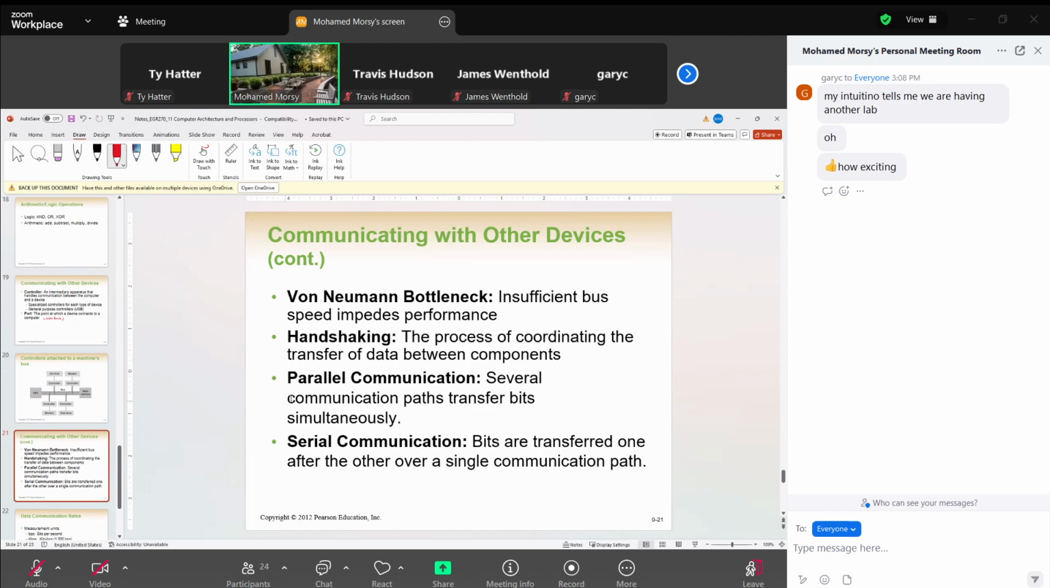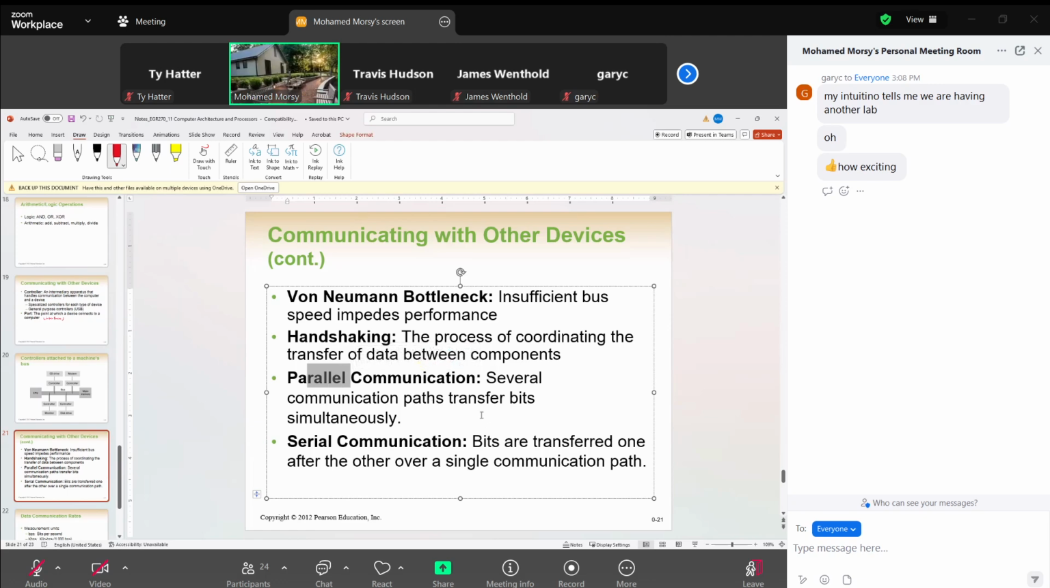As we mentioned before, we have parallel communication, which means several communication paths are used to transfer bits simultaneously, like parallel lines. Serial communication, as we mentioned, transfers bit by bit, so we have a single line. We mentioned here we have an advantage for parallel.